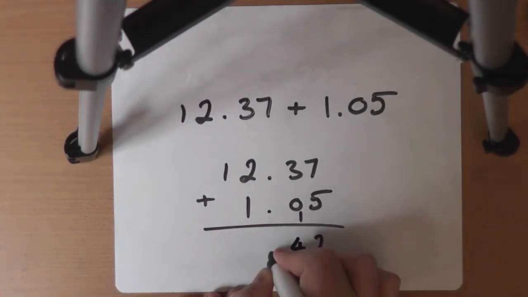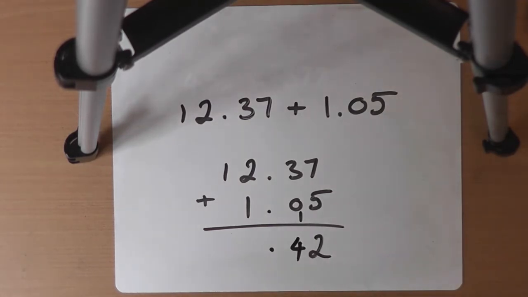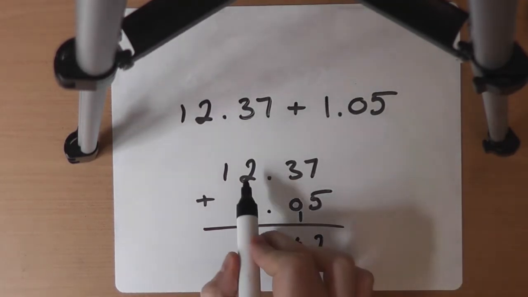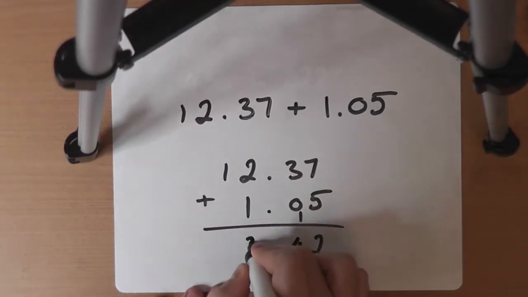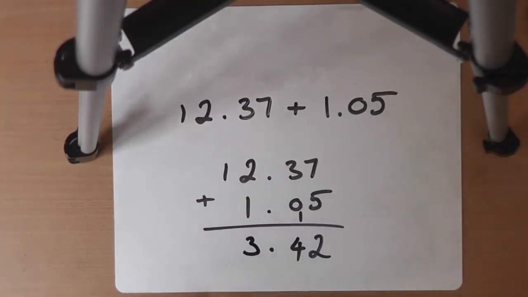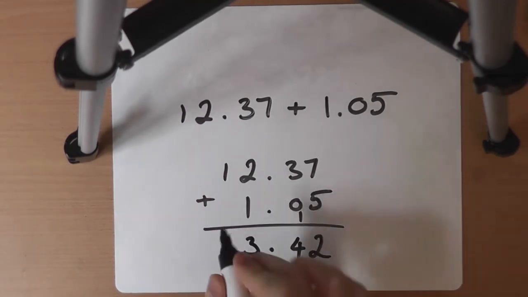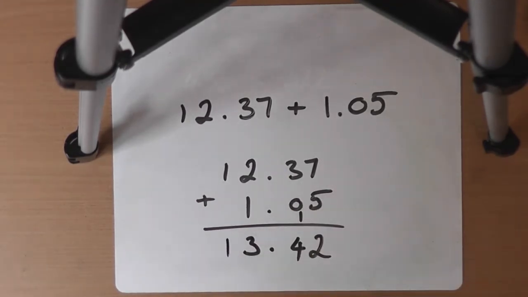4 tenths. Decimal point goes in because they all line up, so it will be there in the answer as well. 2 and 1 is 3, that's 2 units and 1 unit is 3 units. And then 1 ten and no tens will just be 1 ten, and a final answer of 13.42.